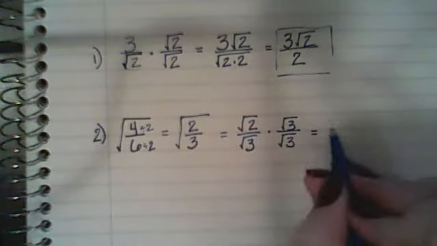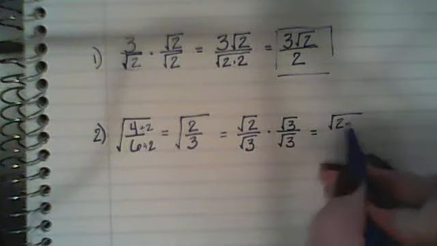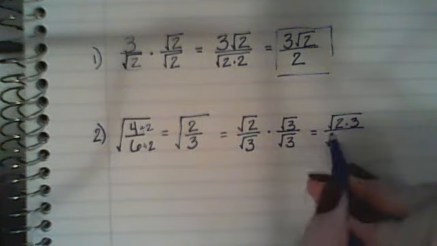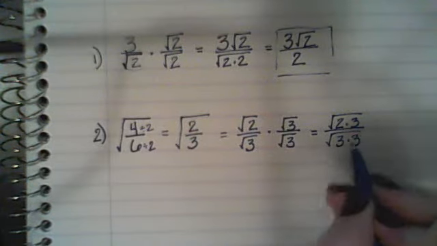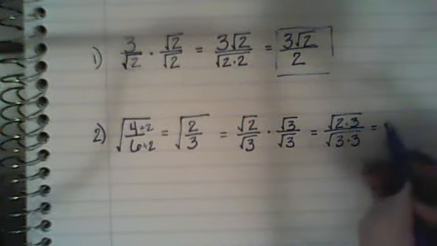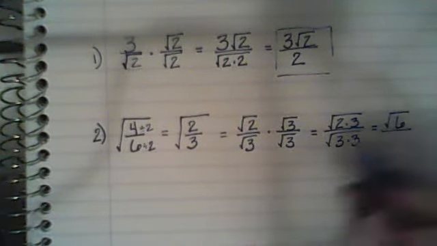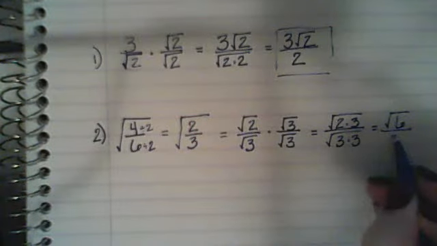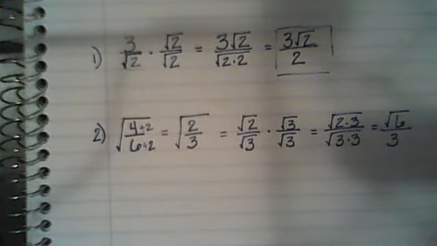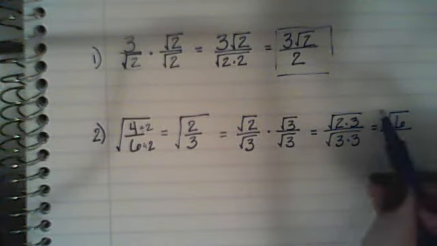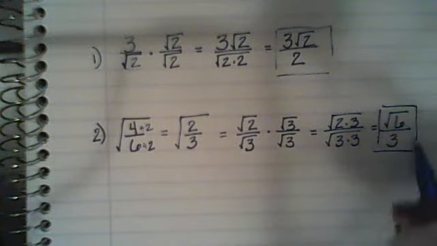When I multiply across on the top, I get the square root of 2 times 3. And in the bottom, I get the square root of 3 times 3. The square root of 2 times 3 will simplify to the square root of 6. And then the square root of 3 times 3 will simplify to 3. Because my numerator is under the square root and my denominator is not, this is completely simplified here.